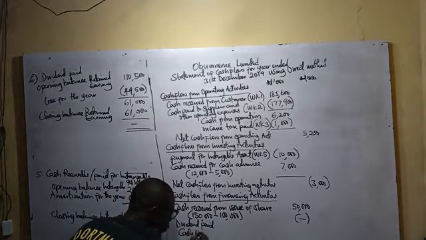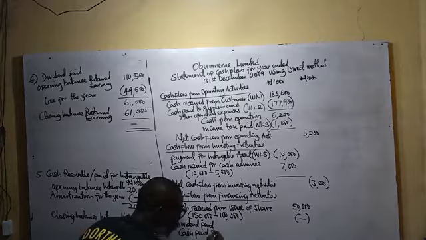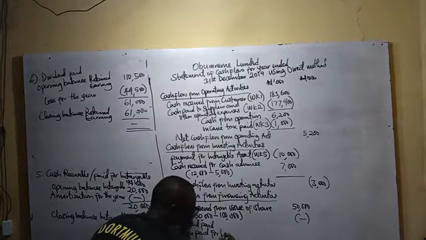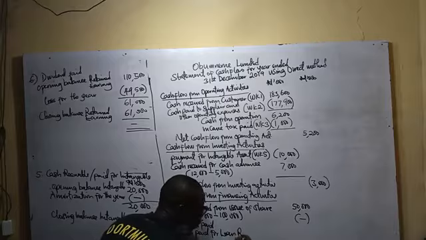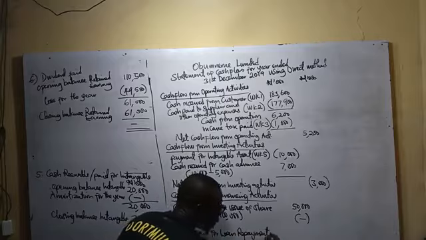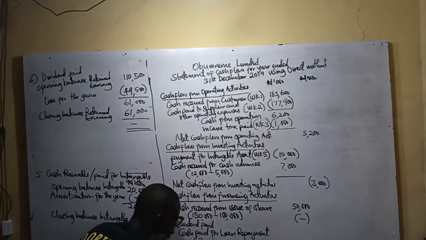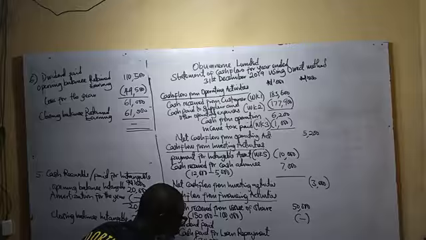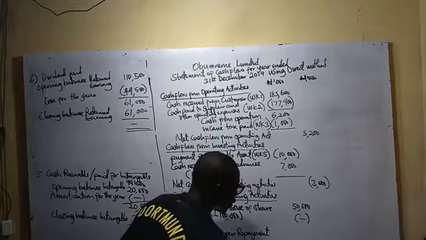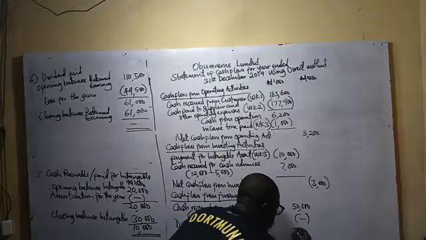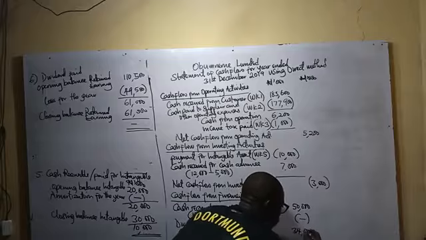cash paid for loan repayment. That will be 34,000 minus zero. That's how much? That's 34,000. So you have repaid.